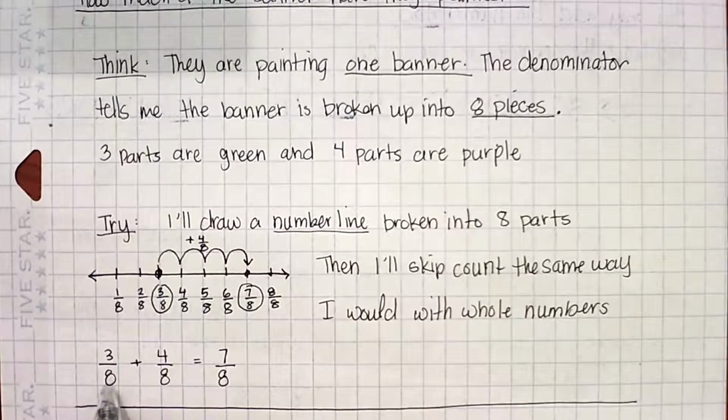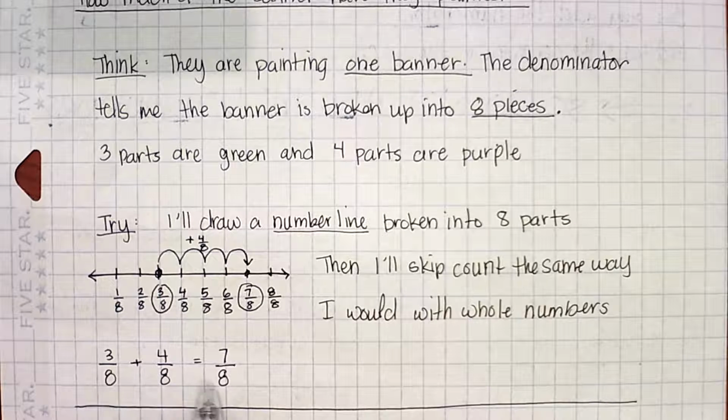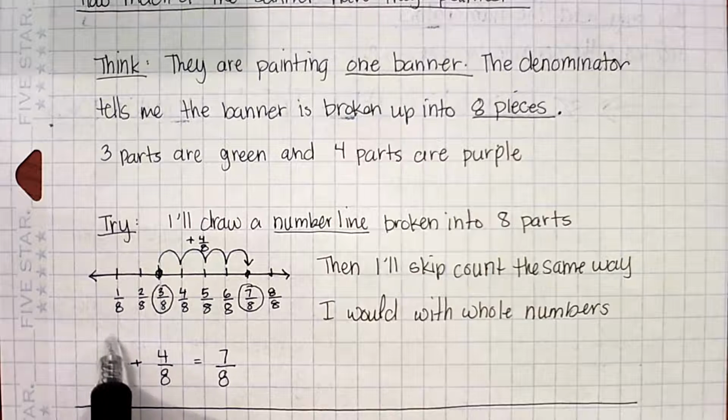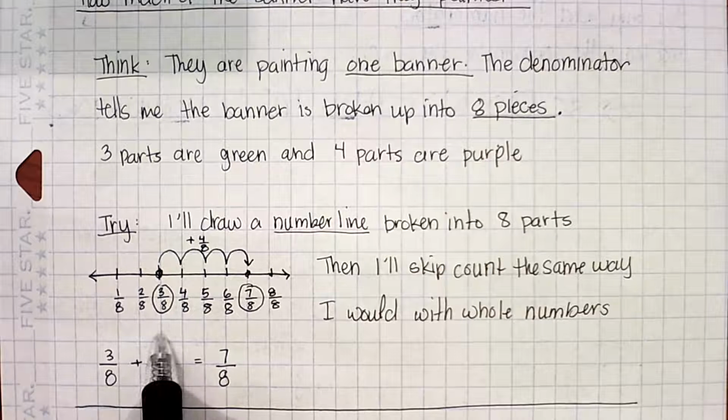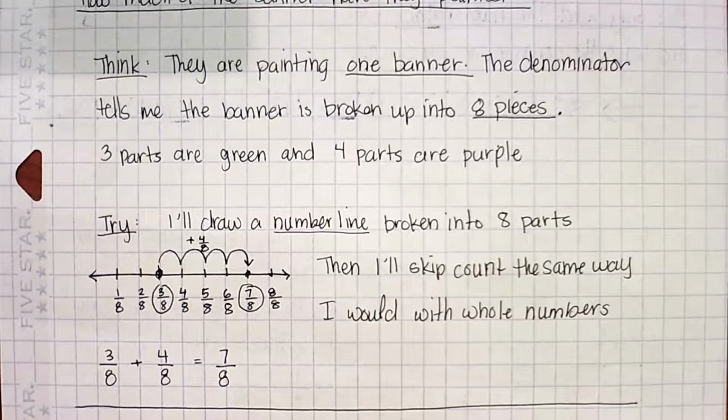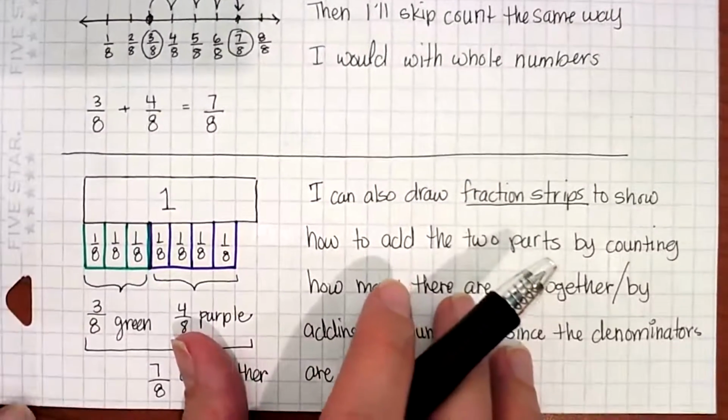Now pay attention over here. I have 3 of my 8 pieces, and then I have another 4 of those same 8 pieces. That's why I have 7 of 8 pieces. My like denominator, this common denominator, stays the same. It doesn't change because we're working with the same whole. They're working on one banner, one thing that they're painting. So 3 parts of it are green and 4 parts of it are purple. Altogether, they painted 7 parts out of the 8 parts of their banner. Now you can also do this using fraction strips.